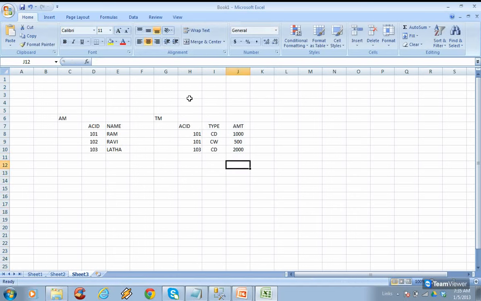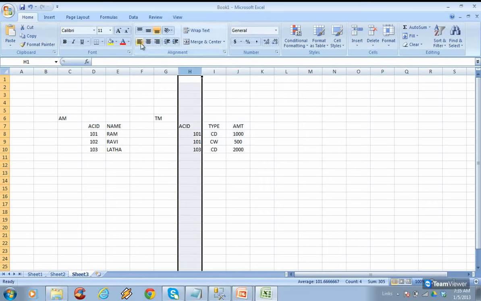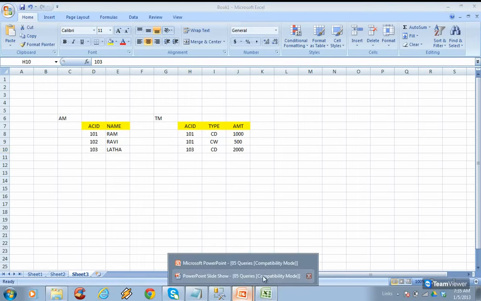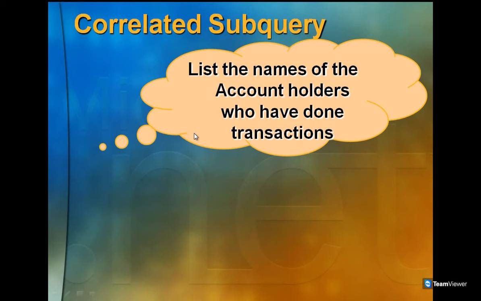Okay. Now, please understand this point very clearly. Who are the people who have done the transactions and who are the people who have not done the transactions? So, 101 has done 2 transactions and 102 did not do any transaction. 103 has done some transaction. Now, what is the question here? The question is, list the names of the account holders who have done the transactions.